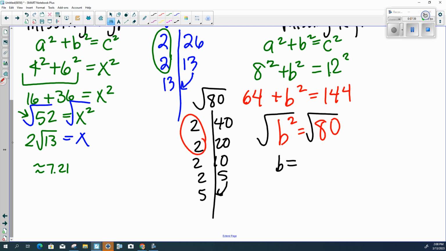Why am I circling these? There's 2. They represent the square root of 4. Yep. Reduced radical form. So Pythagorean theorem, pretty easy. Reducing radicals, not quite as easy.